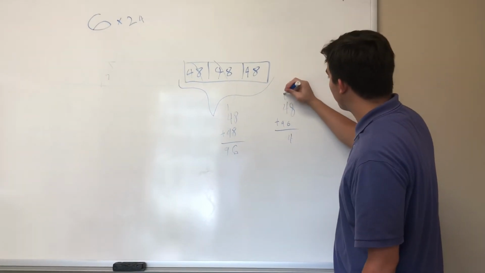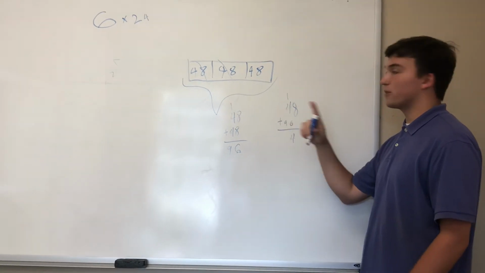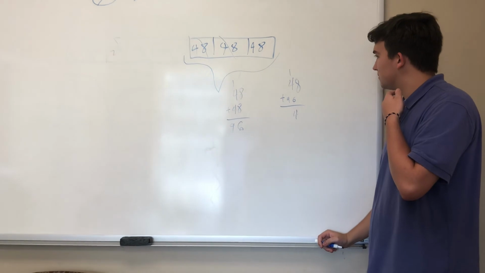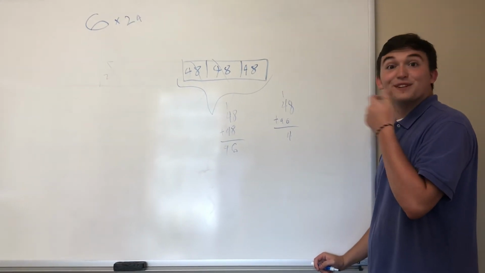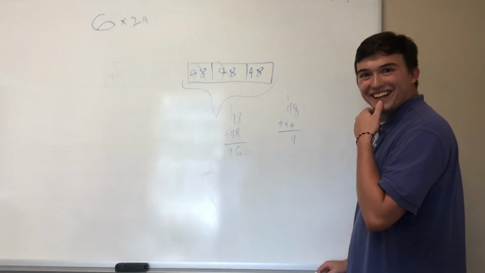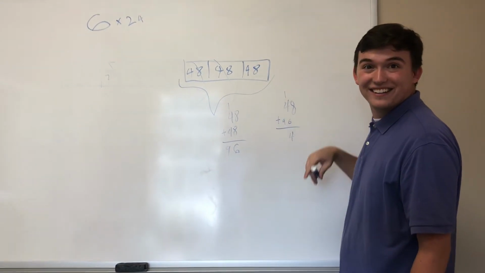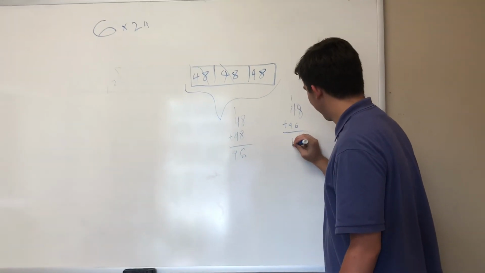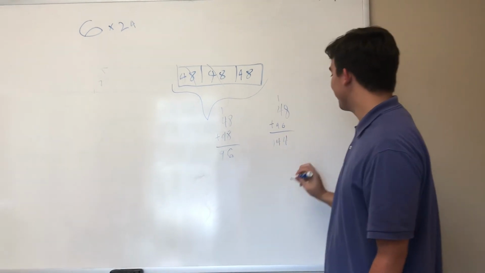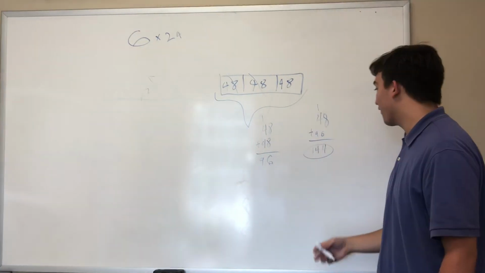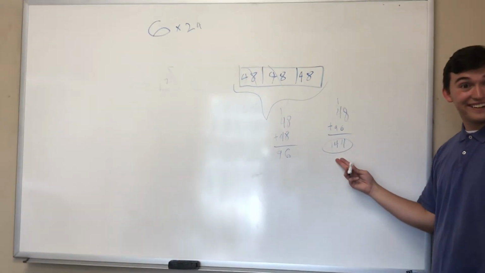We'll move our 1 right up here. 9 plus 4 is 13. It is 13. And we can't forget about that 1. 14. There we go. So let's put our 14 down here. And our answer to 6 times 24 is 144.